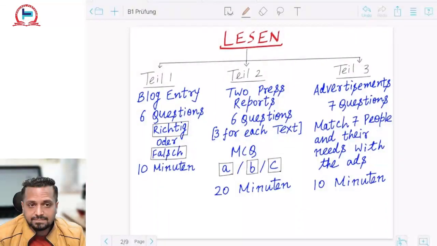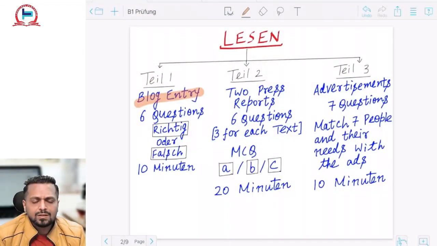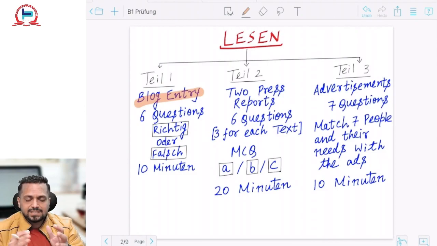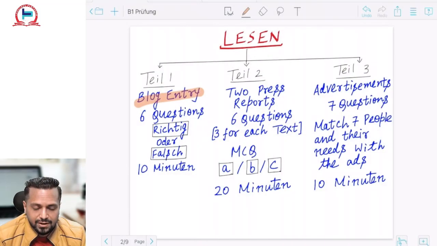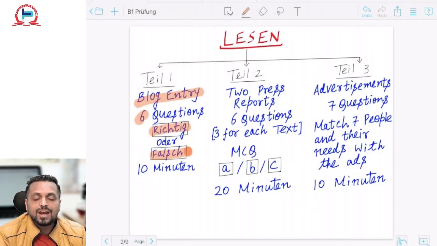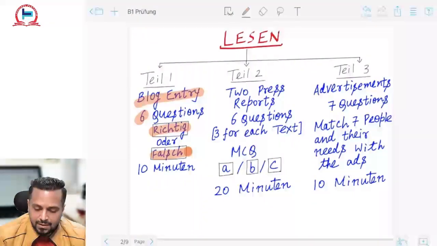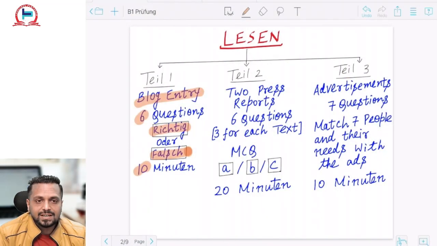Teil 1. There is a blog entry. Blog entry as in there is a text. Somebody has written a blog. This is your text. Based on the text, there are 6 questions. Richtig oder falsch? You have to select the correct option, richtig oder falsch. You have 10 minutes to do Teil 1.